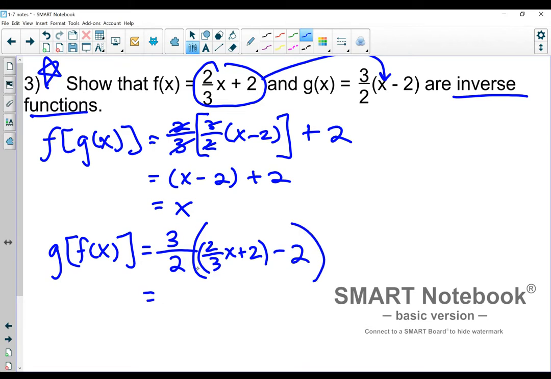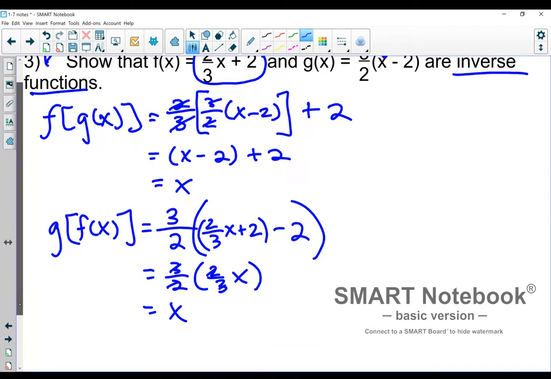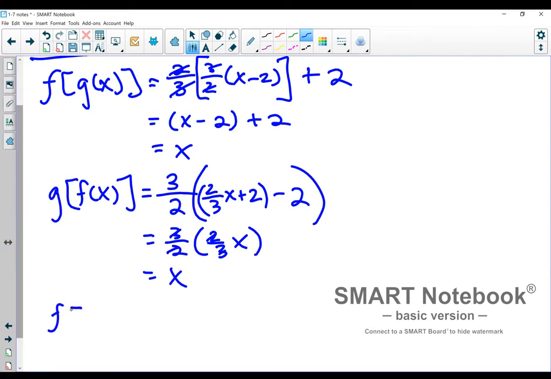Now I'm working in these parentheses: plus 2 minus 2 would just leave 2/3 x, and then 3/2 times 2/3 is going to be 1x by itself. So I have f of g of x equals g of f of x equals x. So I would say, yes, they are inverses.